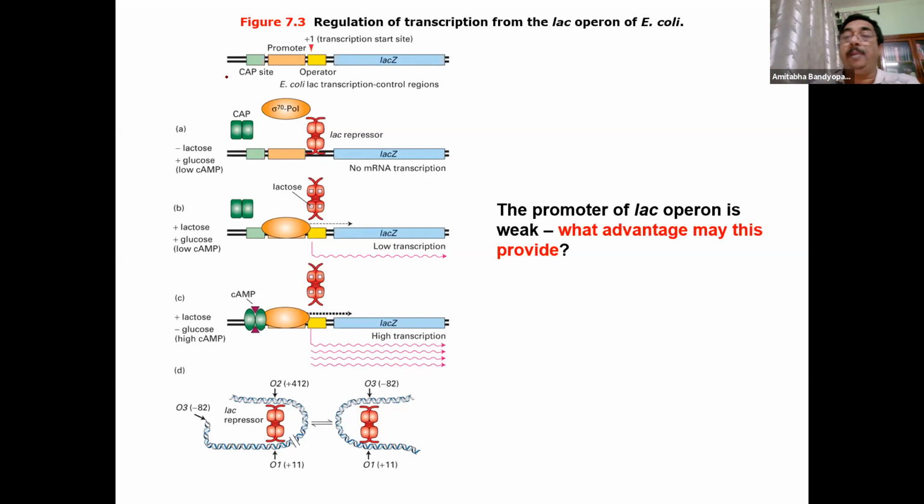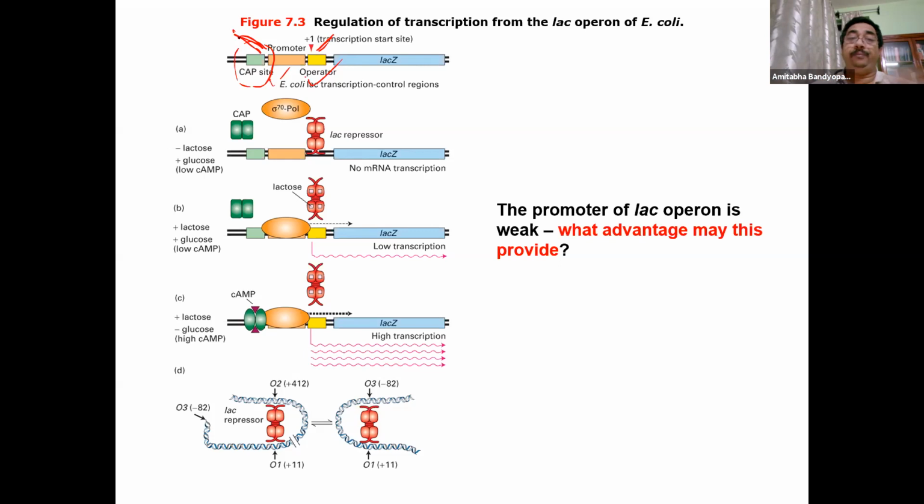And that is done by the operator. So there are two players here, a catabolite activation protein binding site. It's called catabolite activator protein, CAP. Sometimes it is also called cyclic AMP binding protein. And then there is a promoter, and then there is an operator. So these are the two specialized regulatory elements. The promoter is simple, where RNA polymerase will bind.